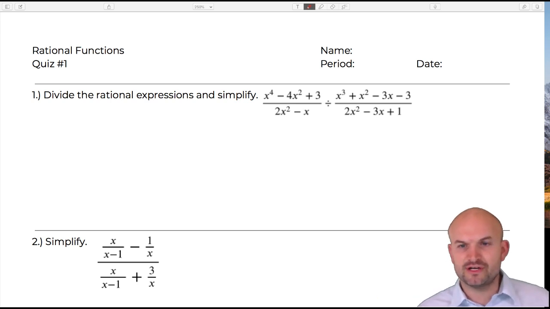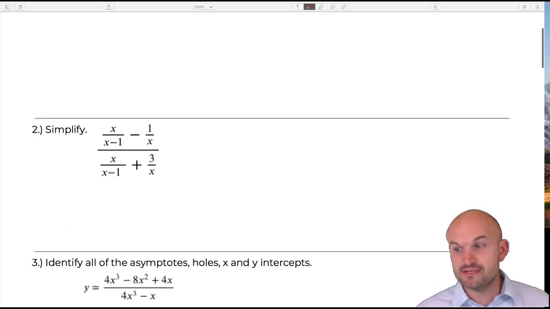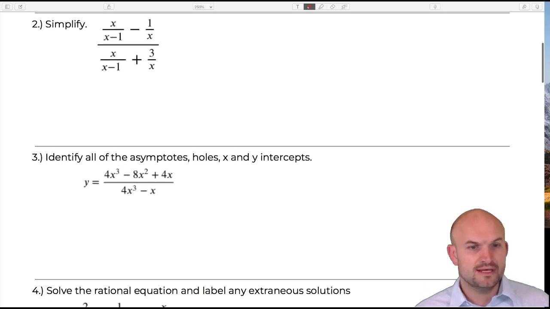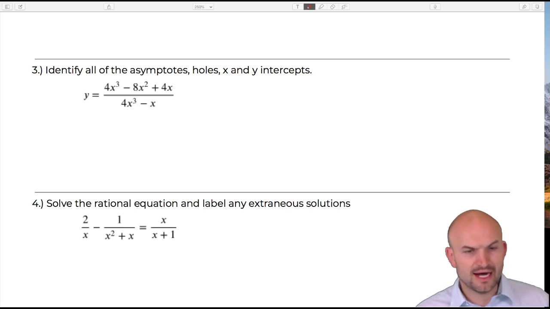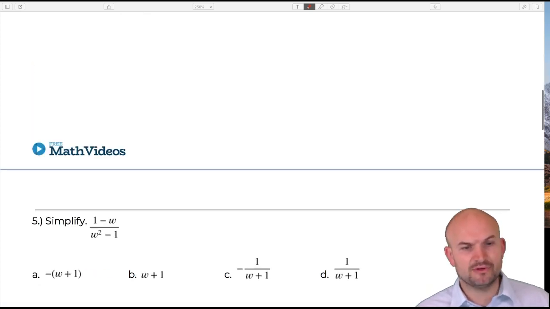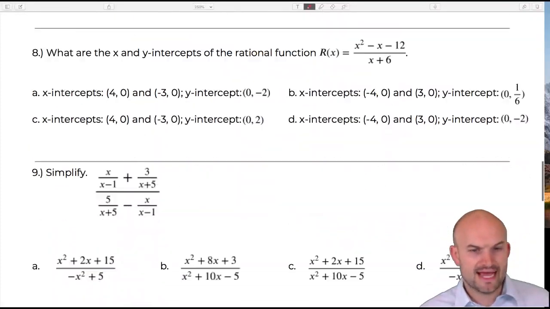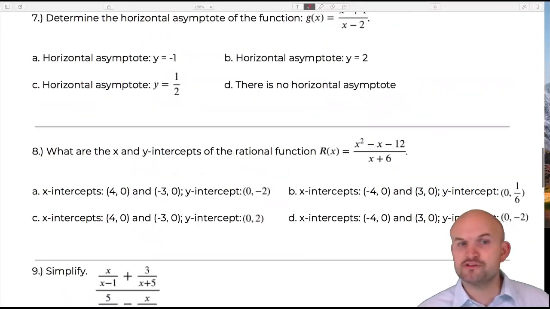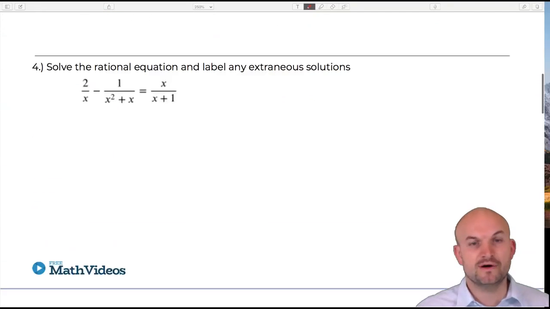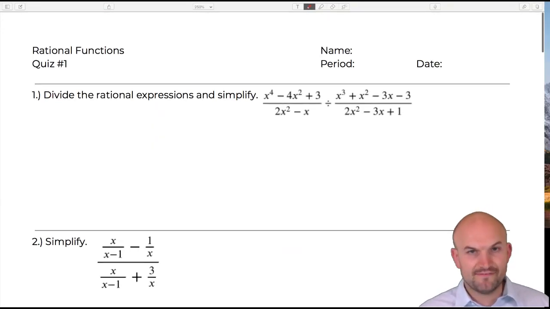What we're going to cover is dividing rational expressions, simplifying complex fractions, identifying asymptotes, holes, and intercepts, solving rational equations, and then we'll do the same thing with some multiple choice questions as well. So you get a taste of some free response as well as multiple choice. This was a quiz that I recently gave to my students this week, and I just want to run through the answers.